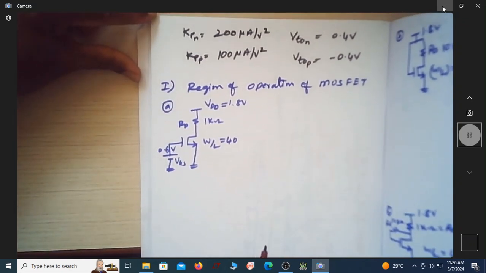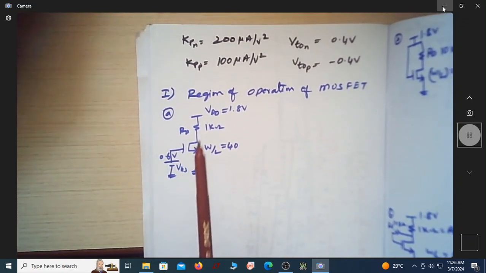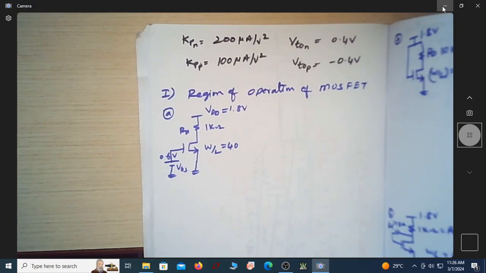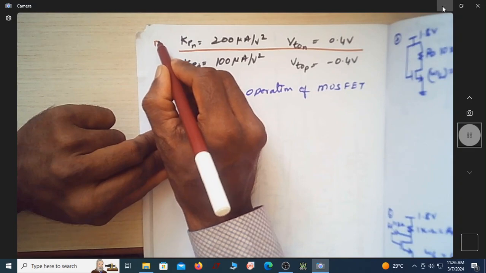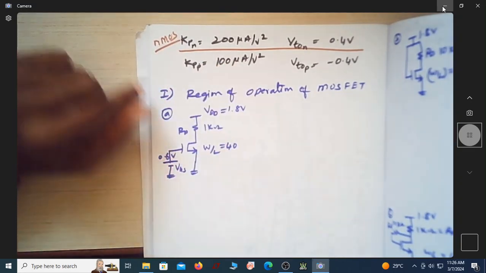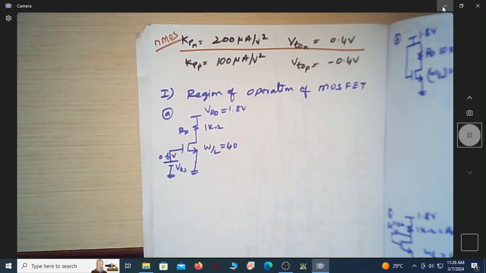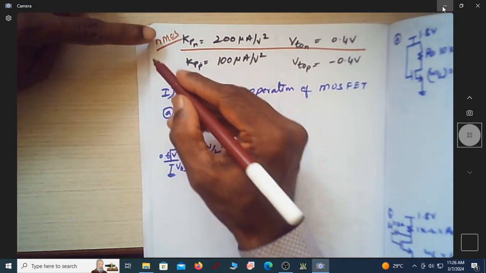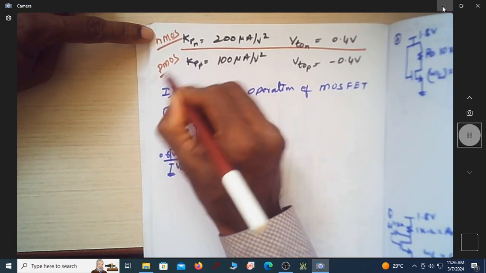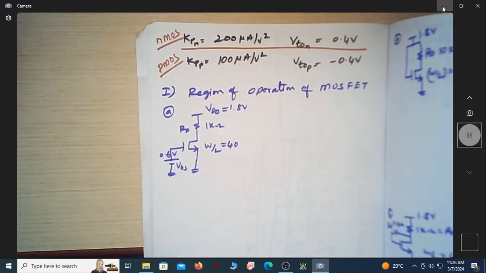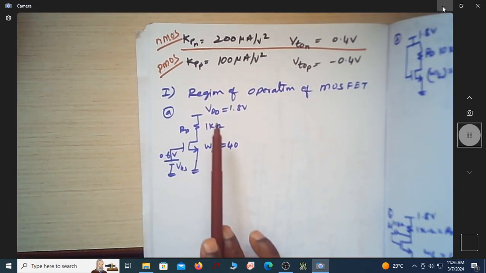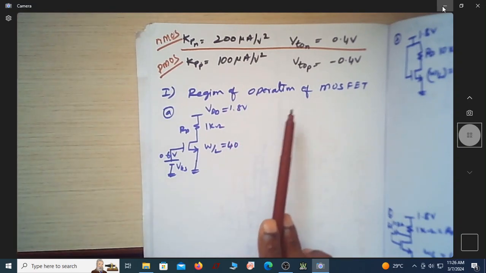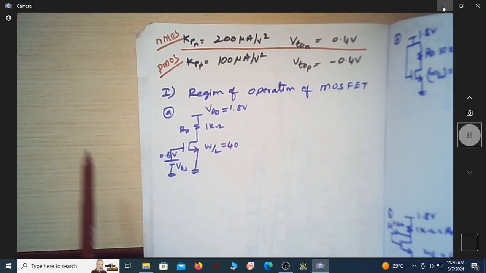Let us consider MOSFETs with these specifications. For the NMOS transistor, let us assume Kp is equal to 200 microampere per volt square and VT is this, and for PMOS let us assume the same parameters. For all the problems let us stick to these specifications. Here we are asked to find the region of operation of the MOSFET for this circuit.